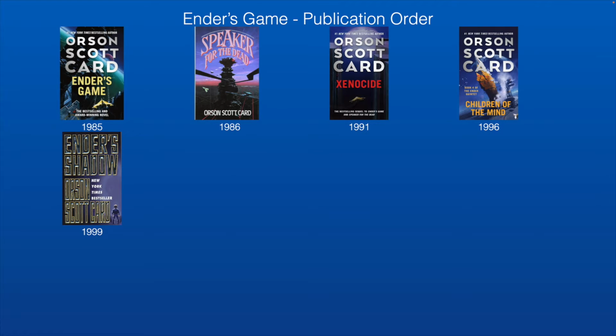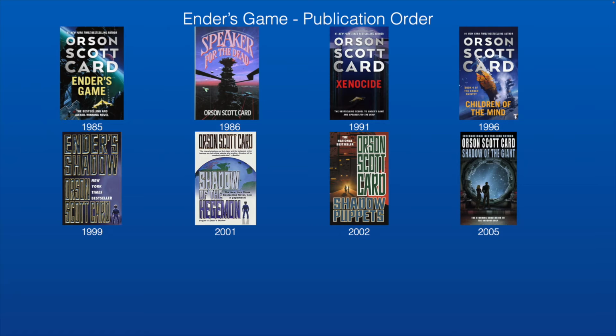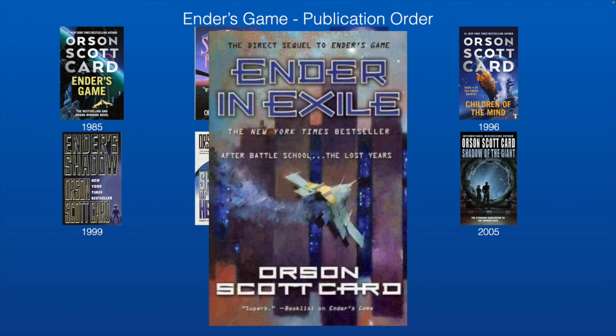Next you'll read Ender's Shadow, published in 1999, followed by Shadow of the Hegemon, published in 2001, Shadow Puppets, published in 2002, and Shadow of the Giant, published in 2005. Those 4 books are the core of the Ender's Shadow series. Next up is Ender in Exile, published in 2008.